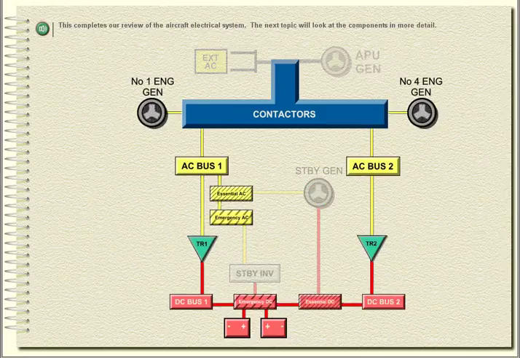This completes our review of the aircraft electrical system. The next topic will look at the components in more detail.